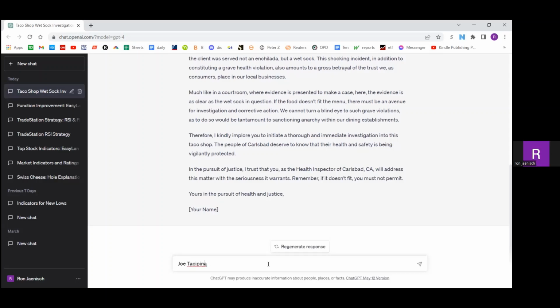Okay, so write a classified ad for a TradeStation programmer to help me convert daily, let's see, let me build it, 15-minute bars to 60-minute bars in the style of Joe Tacopina.